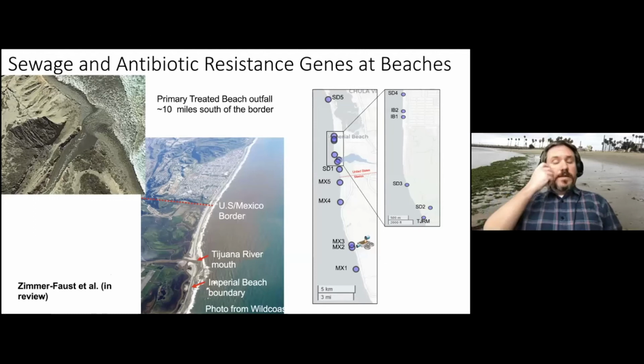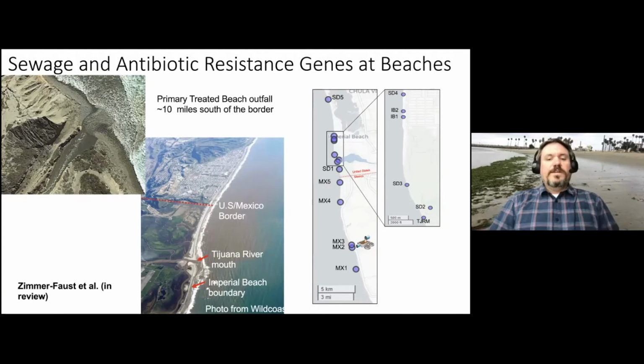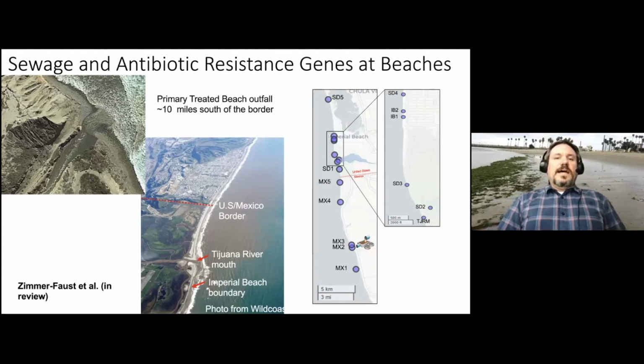And one of the projects we had in collaboration with EPA, and EPA funded, was to look at sewage and antibiotic resistance genes across the US-Mexico border in San Diego. And you can see here on the map, we have a treatment outfall down here in Mexico, and it actually is a beach discharge, not an offshore ocean outfall. And when there's a south swell, there has been evidence that the plume from that effluent discharge makes it all the way up to San Diego to the beaches here.